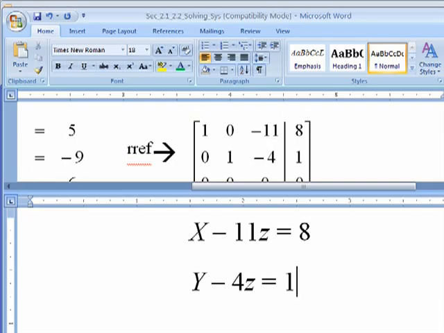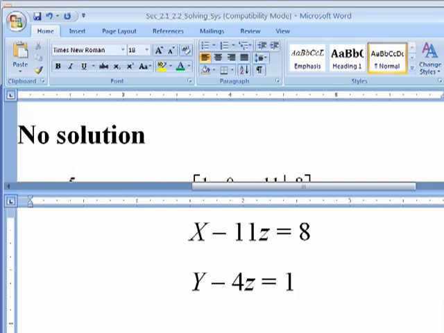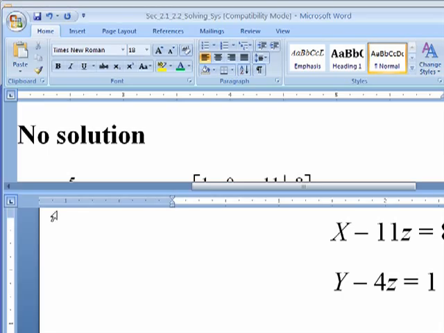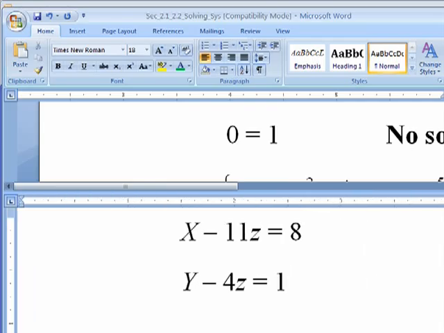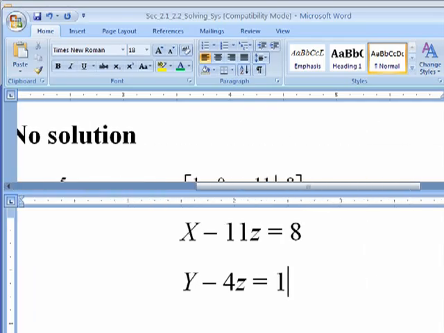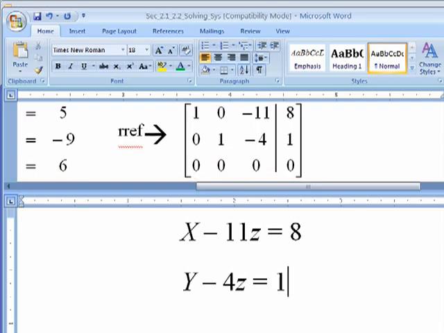So that doesn't cause problems like when we got 0 equals 1. That is obviously not a true statement, so that's why we said no solution. But 0 equals 0, that's true. So that doesn't cause us to say no solution.